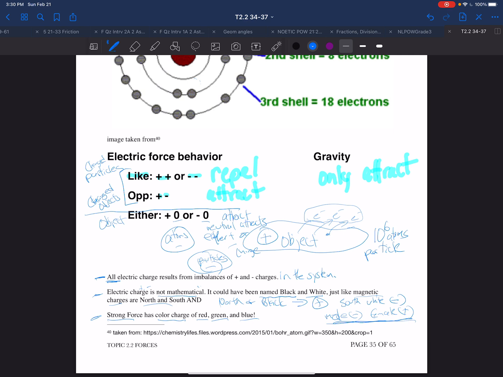Just want to make sure you remember that. In our next installment, we're going to look at electrical quantities.